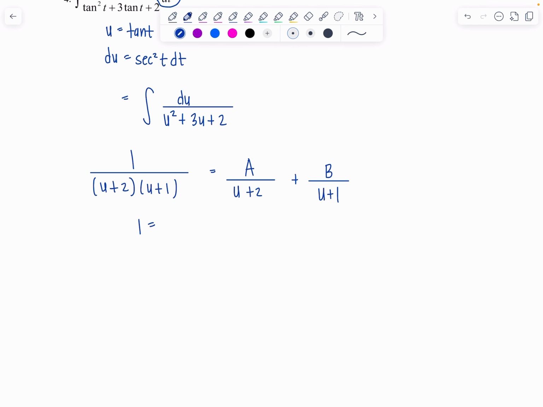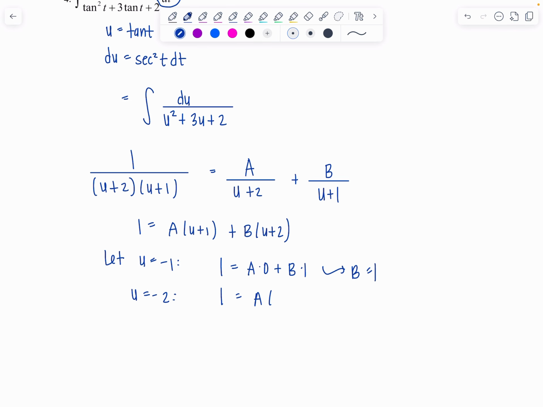So 1 equals A times u plus 1 plus B times u plus 2. Now this you don't have to multiply out. You could just substitute in. Since we have all linear factors, let u be negative 1. So 1 equals A times 0 plus B times 1. So then I know, okay, B is 1. And then let u be negative 2. Then I have 1 equals A times negative 1 plus B times 0. So then A is negative 1.